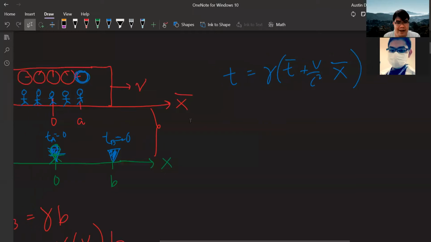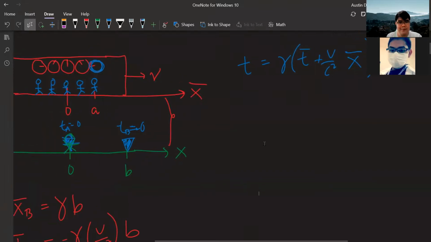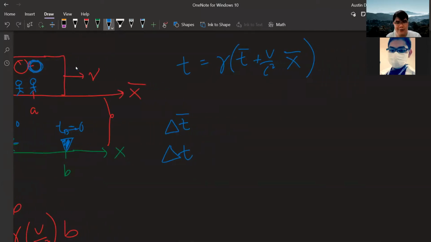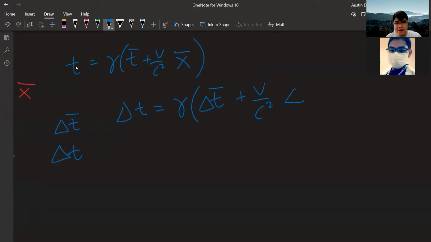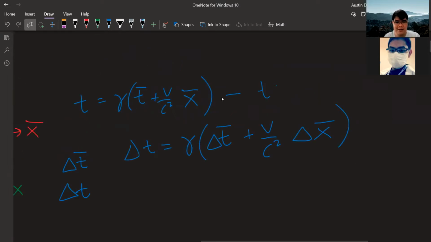Tapos tingnan natin yung time na mag-elapse sa atin by plugging in what we are looking at. Okay? So kung titingnan natin tong clock na to, pag pinanood lang natin yan, makikita mo yung delta T bar. Tama, di ba? Tapos sa sarili mong clock, may makukuha kang delta T. Tama? So yung delta T would be gamma delta T bar, plus V over C squared, then delta X bar. Makes sense, di ba? Kasi final minus initial, kunyari yung delta, nakita mo na ganito yung resulting equation.